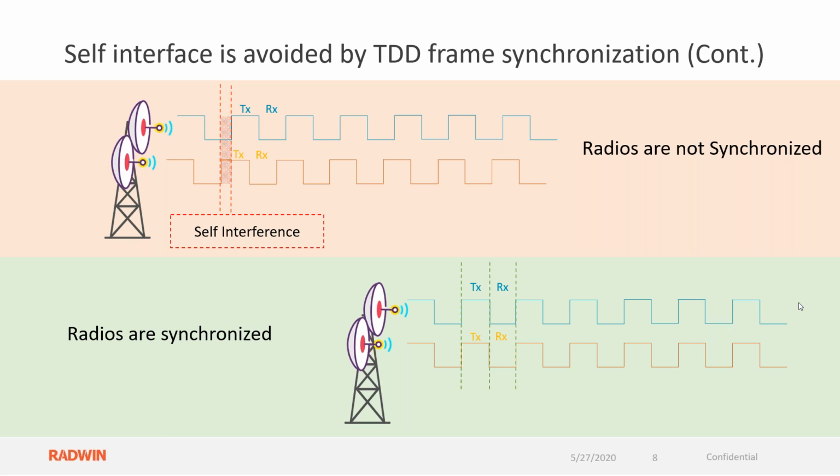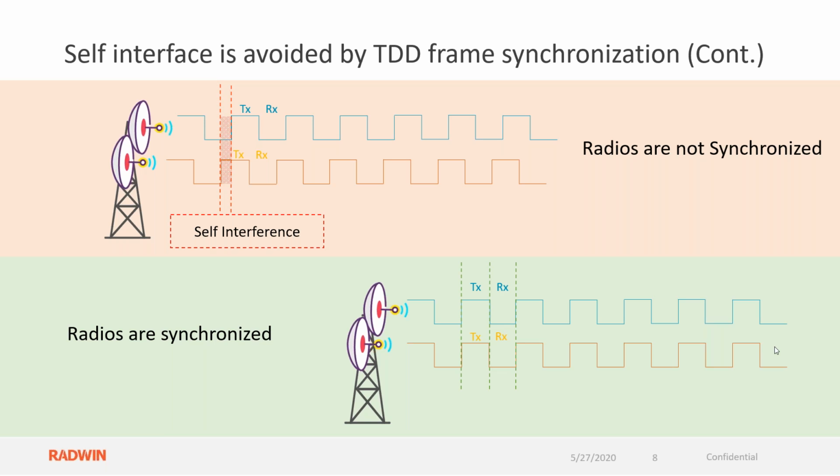Actually, this is the clock that we are providing to all our devices that are deployed or installed on the same tower or between towers. So you can see that if there is a phase shift between the TX and the RX, we can expect self-interference. It means that while I'm transmitting, someone else may be receiving, because the clock is not synchronized between all the devices deployed on the same tower.